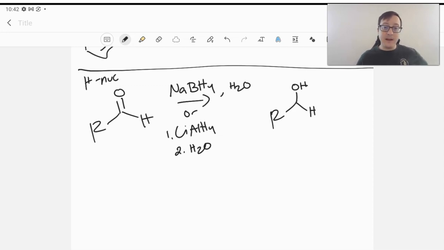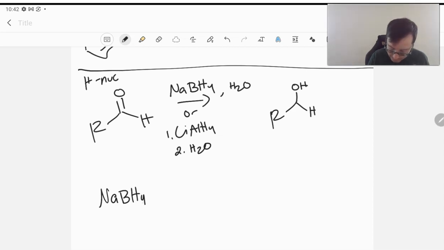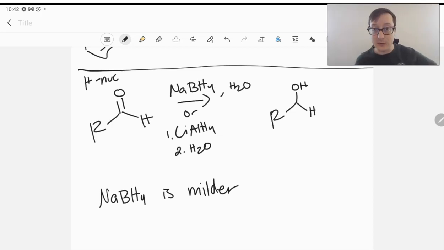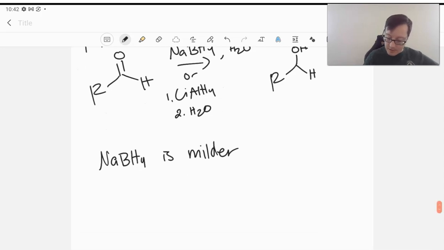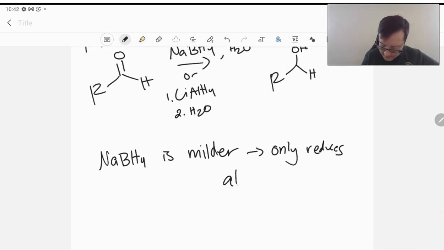With these, we need to remember that the sodium borohydride is the mild version. So if you can use it, use it. You want to use the lithium aluminum hydride only if you really need it. So this will only reduce aldehydes and ketones.